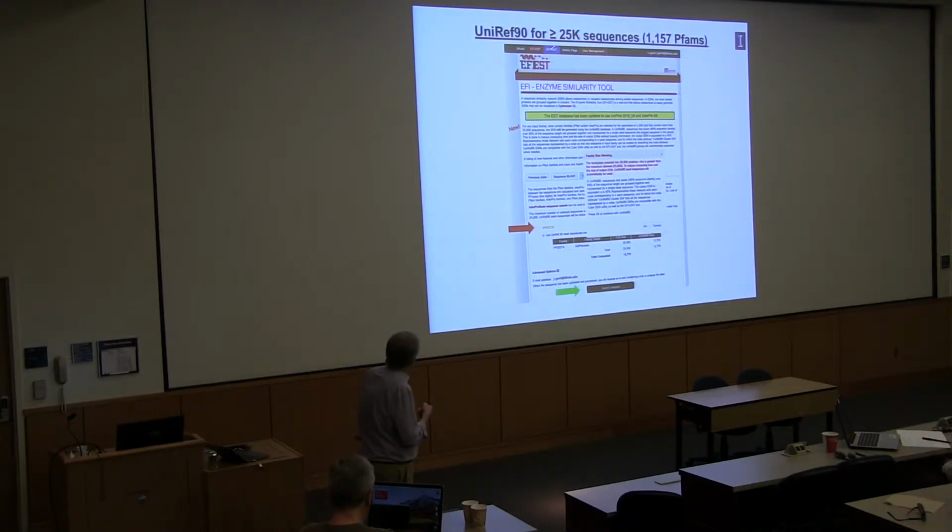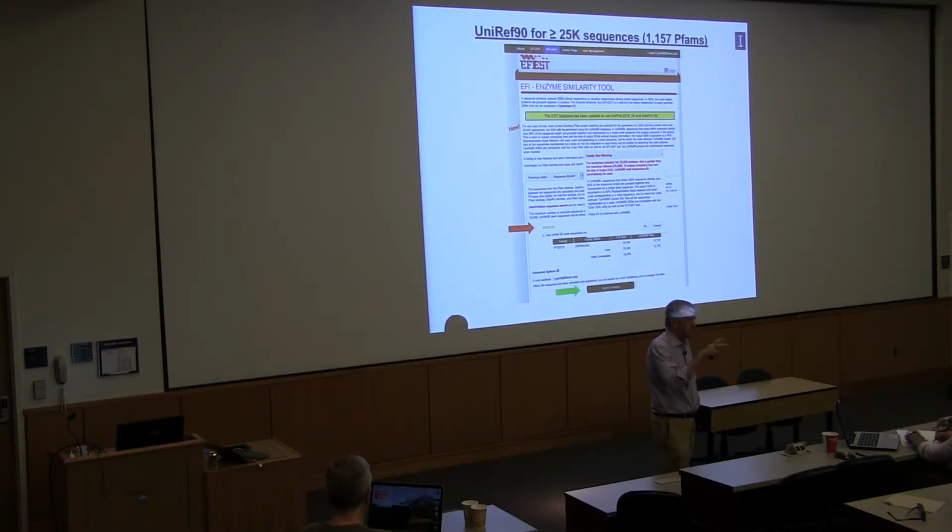If you have more than 25,000 sequences, which is 1,157 of the PFAM families, we require now, and this has happened within the last few weeks, that you use the UniRef90 sequences, where you're using a seed sequence, a representative sequence. Let me back up. A UniRef cluster, what is it? 90% sequence identity. All sequences in a family that are 90% identical to one another, over 80% of the length, are in the same cluster. The longest sequence in that is used as the seed sequence, and we use that for the BLAST.